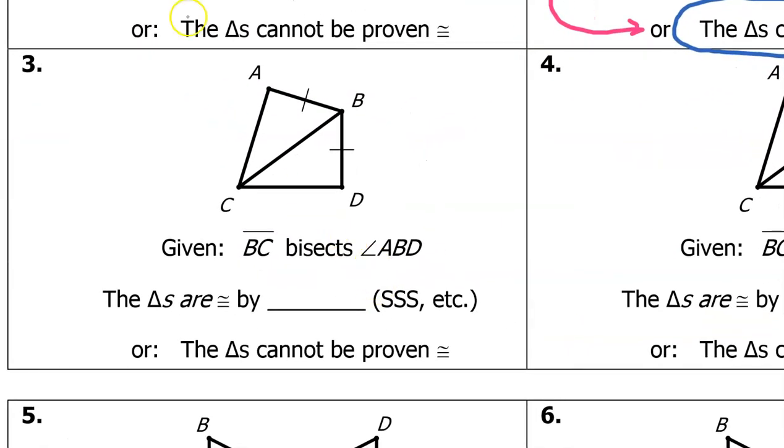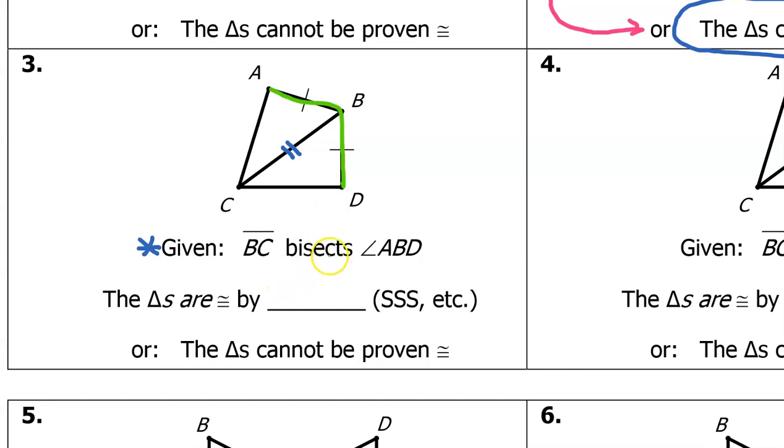Look at problem number 3. Let's go ahead and mark the shared side as being congruent. We are given an additional piece of information right here. Segment BC bisects angle ABD. So angle ABD, let's focus on that for a moment. Here is angle ABD.